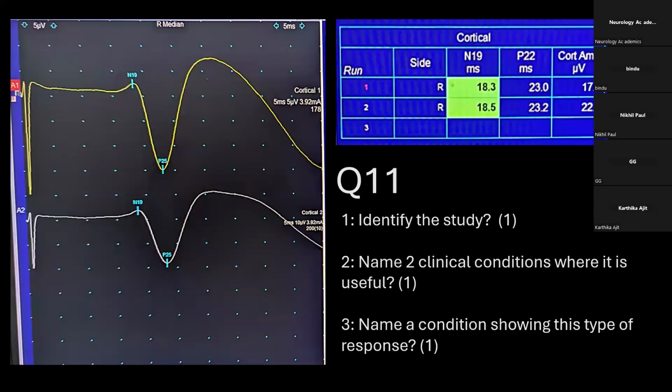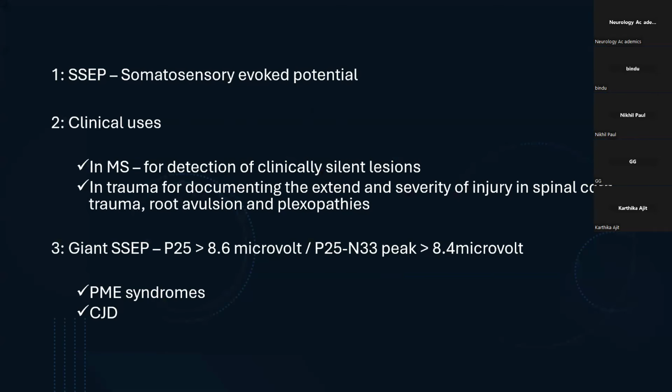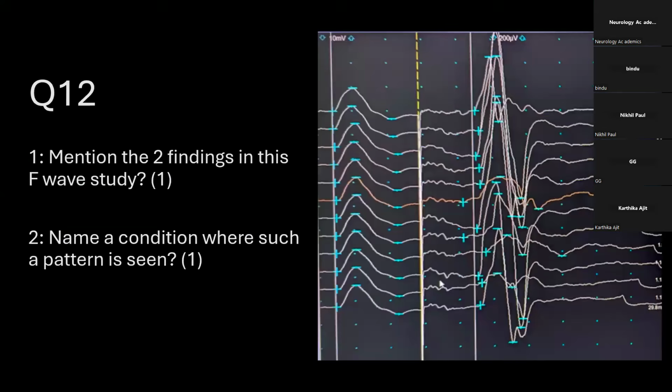So next question was, you identify the study and name two clinical conditions where it is useful and a condition showing this type of response. This is the SSEP study, which can be used in MS or in trauma for documenting the extent of lesion. So what we see here is a giant SSEP. The cutoff is more than 8.6 microvolt, and it is described in PME syndromes and CJD.